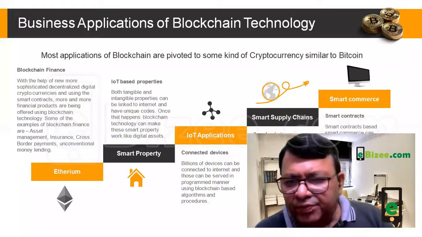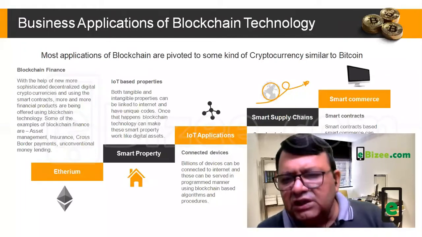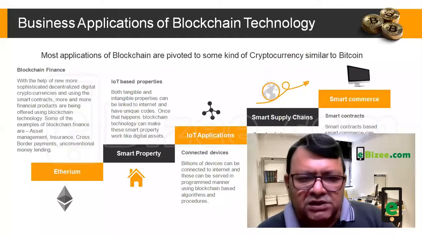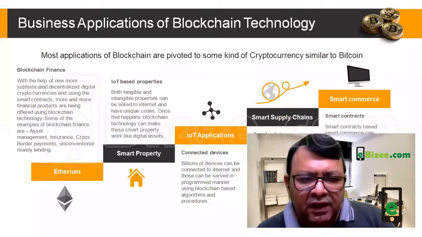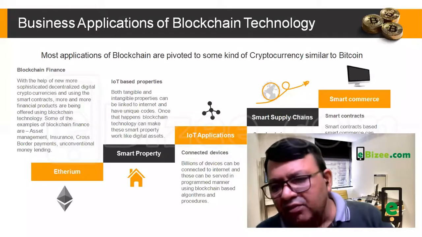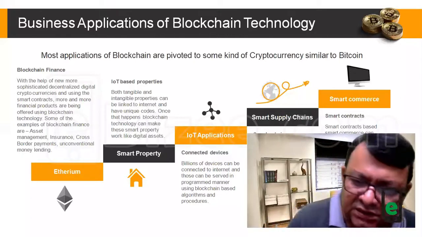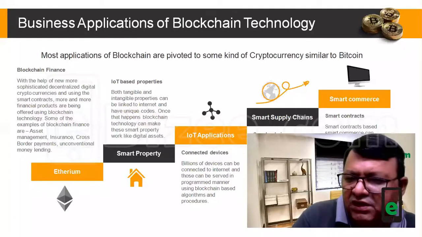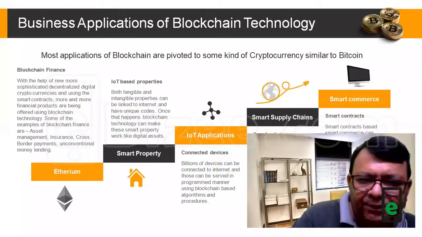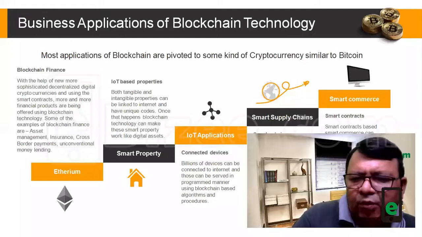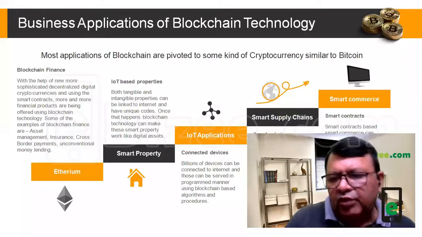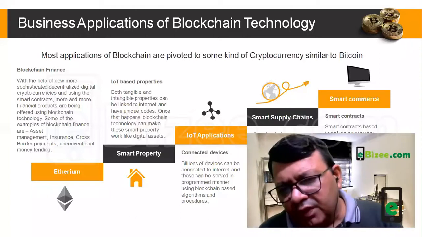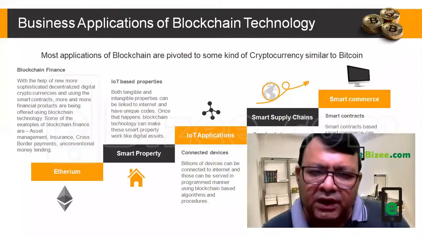Some of the examples of blockchain financial products are assets management, insurance claims management, cross-border payments, and unconventional types of money lending, which is connected to smart properties and based on blockchain. So these are some of the possible applications of blockchain in the financial industry or fintech industry. But more and more new innovations are coming by the day, which are based on blockchain technology.